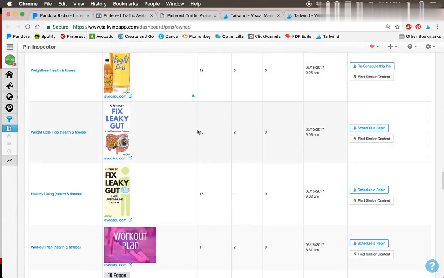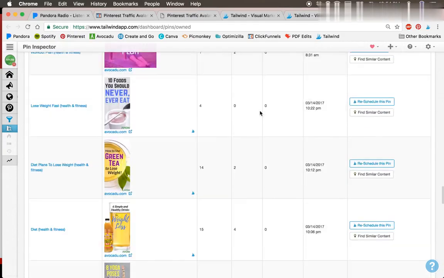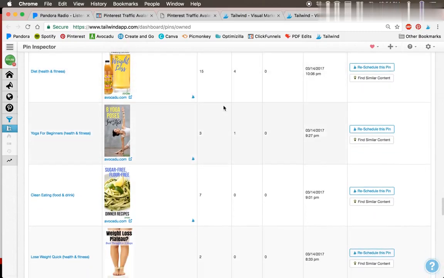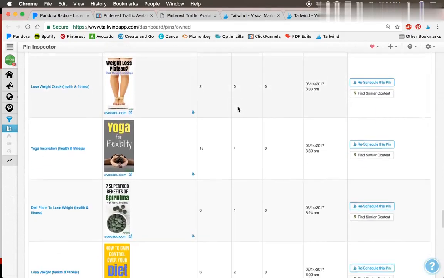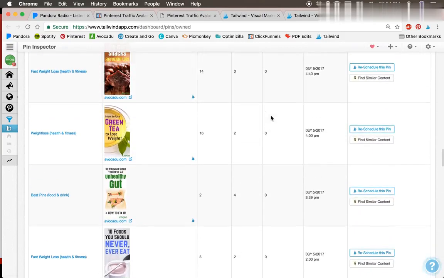And it will also tell you what's getting really high scores. These new pins I just pinned are getting 18s and 16s. I just pinned them yesterday, so that's pretty good. Just use it again to look for patterns. Look and see which pins over the last few days are getting a lot of repins and which are getting much lower repins. That's going to help you gauge what content is doing the best.